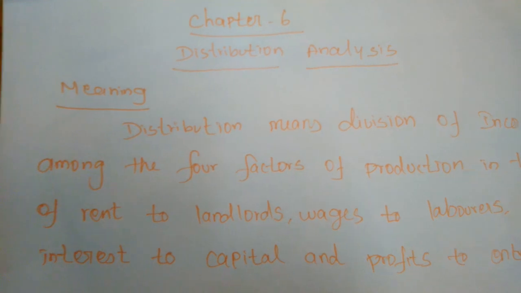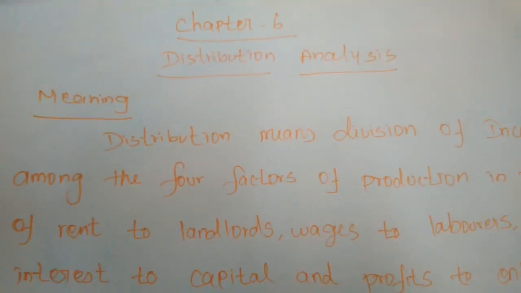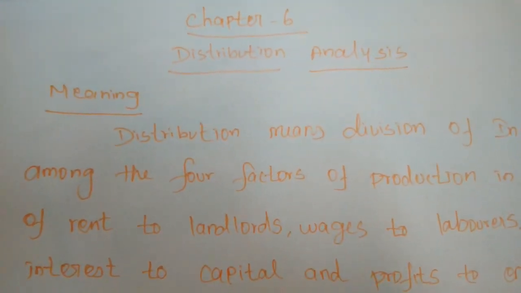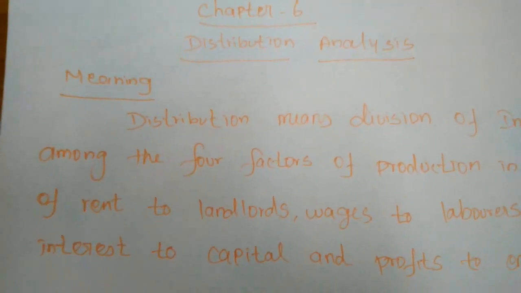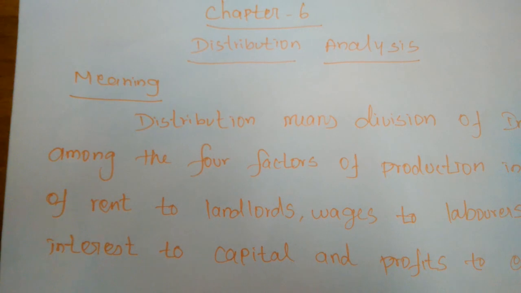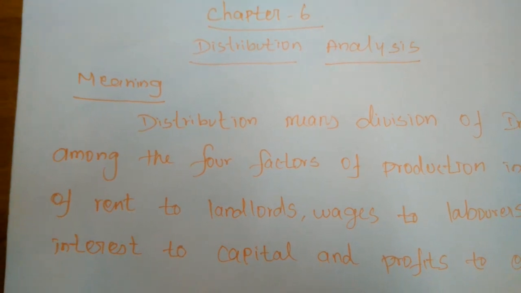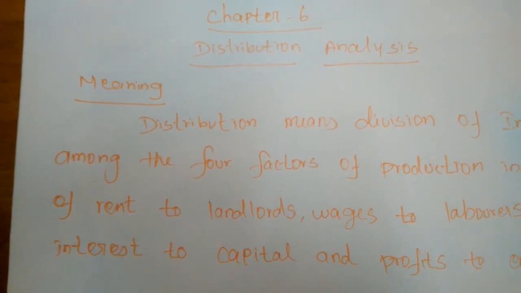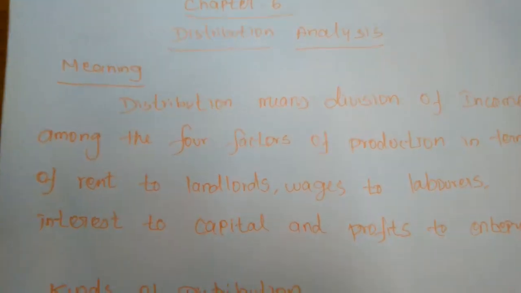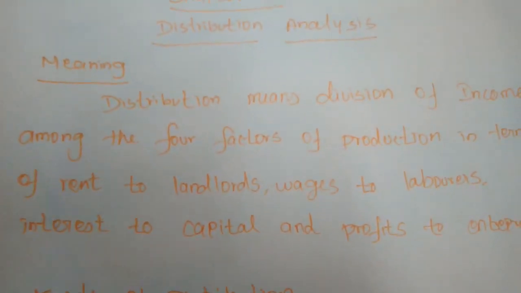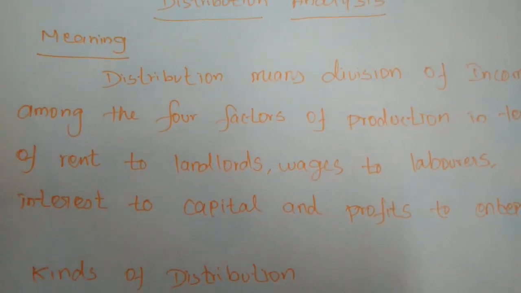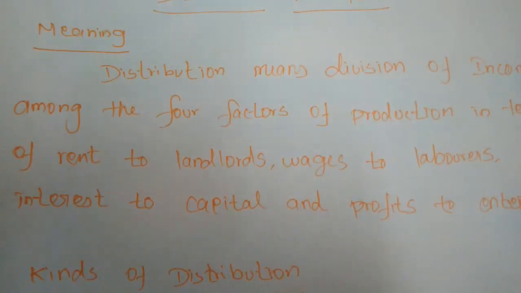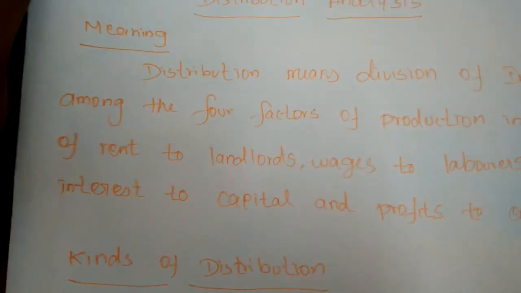Already we have studied it. Without these four factors of production, we can't produce anything. So this theory of functional distribution deals with how the relative prices of these factors of production are determined. When we involve these four factors, they must get their remunerations in their prescribed forms.